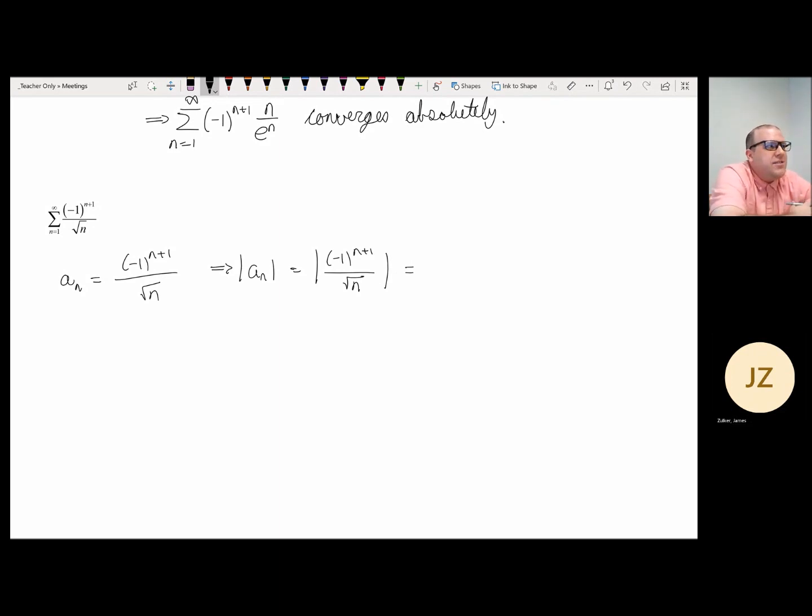Absolute value of root n. Just root n, right? Root n's always positive. Anyone take a minute to pause? If instead this series was n equals 0 to infinity, it would diverge.